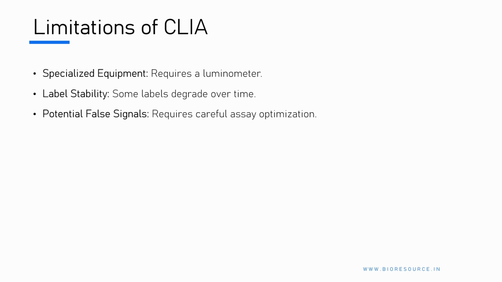Some labels may degrade over time. Chemiluminescent labels such as acridinium esters and luminol derivatives can be sensitive to environmental factors such as temperature, light, and humidity. Enzyme-based labels such as the HRP luminol system can lose activity over time.